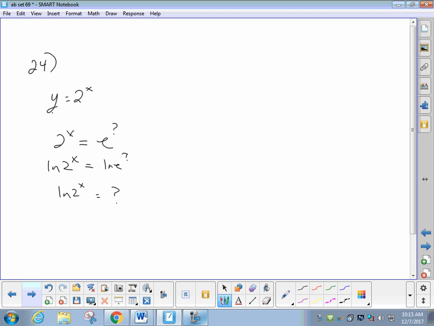Maybe I don't even need the x. Maybe I just need the 2. Is e to what power 2, right? Do I even need the x in there, or can I just say, how can I rewrite 2 as e to a power?